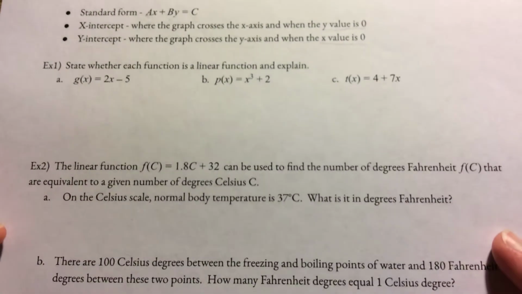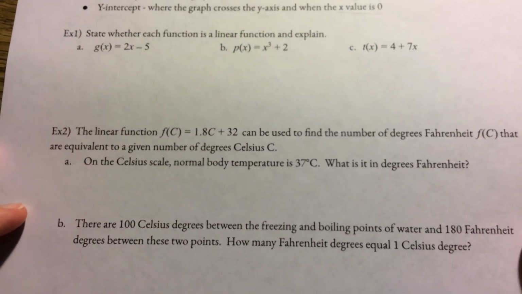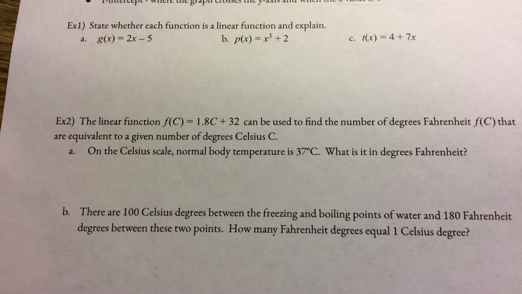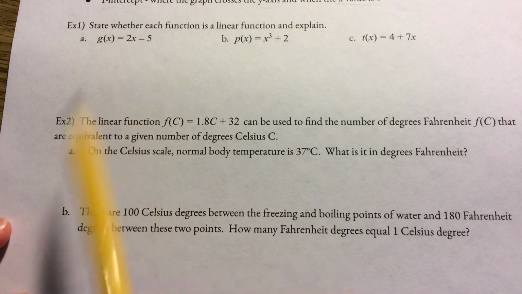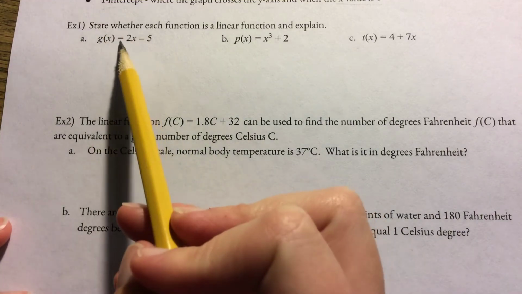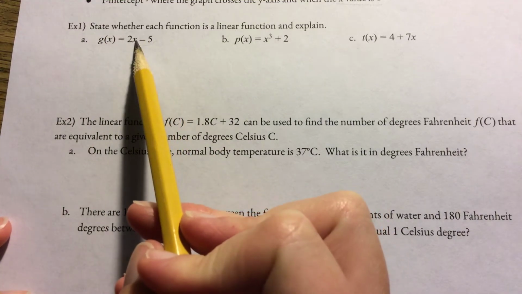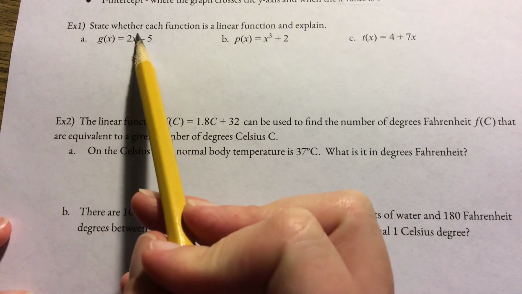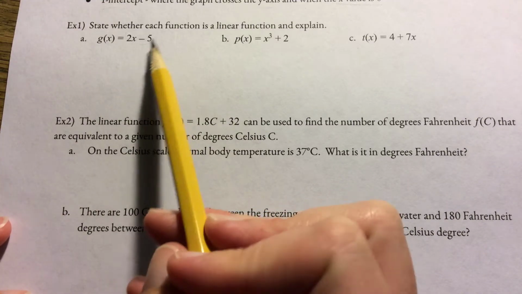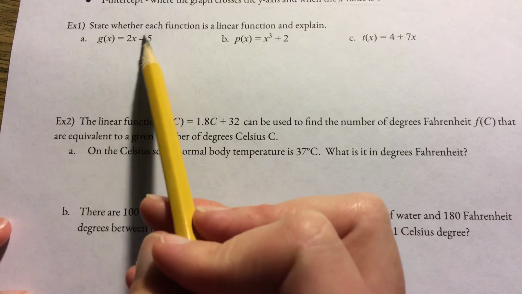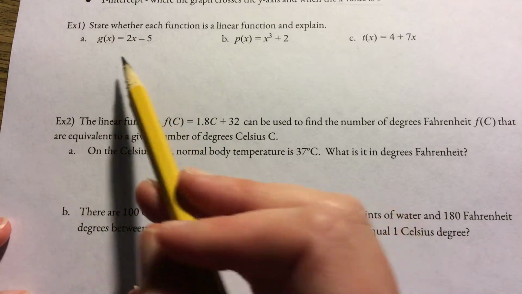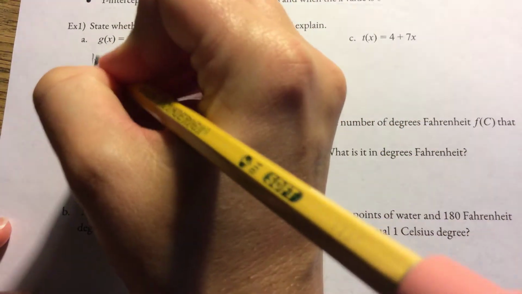So first we're going to say whether these are linear or not. A linear function creates a straight line when it's graphed. You can also tell just by the information that's given here. We have an x value that is just to a single power. So this would be a line with a y-intercept of -5 and a slope of 2. So this is linear.